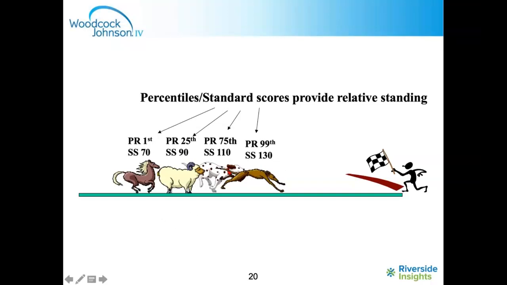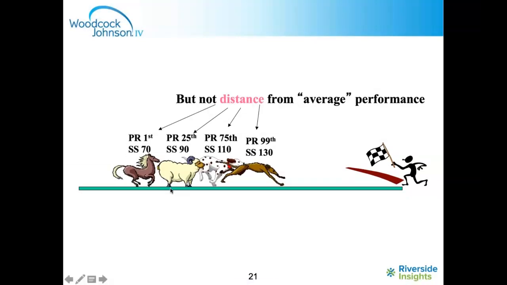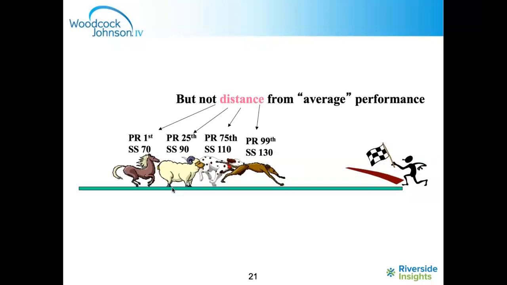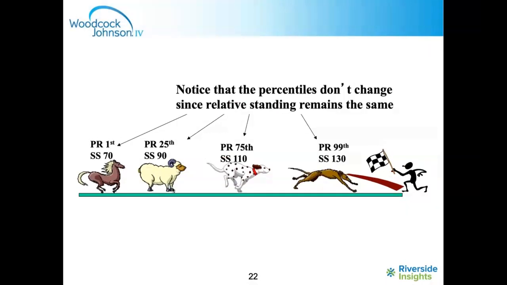But these scores don't show you how far from average the participants are. Take a look at this race right here. This race and this race are very different from each other. But you'll notice that the scores don't change. Again, this race, take a look at the scores, and let's compare it to this race and look at the scores. The scores are identical. Why does that happen? Why don't they change? Well, it's because their relative standing doesn't change. These different animals are all in the same relative order they were beforehand.